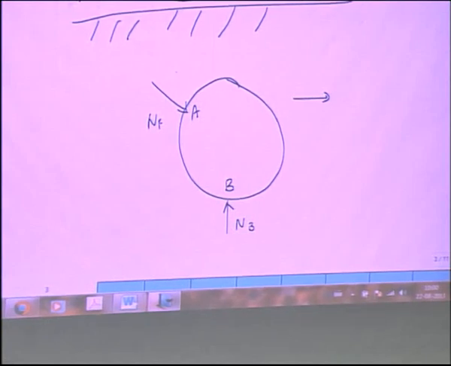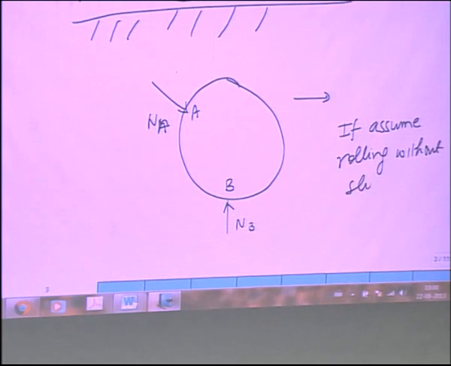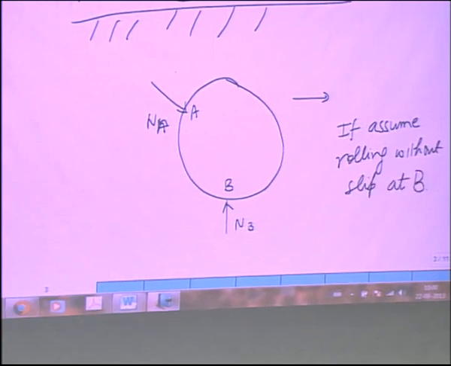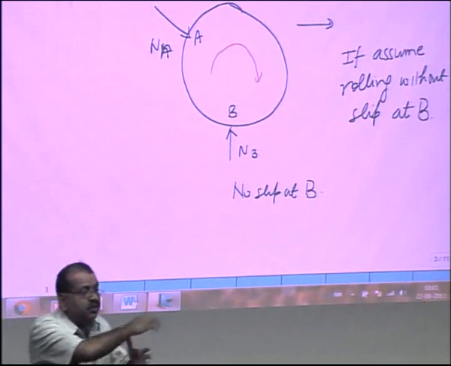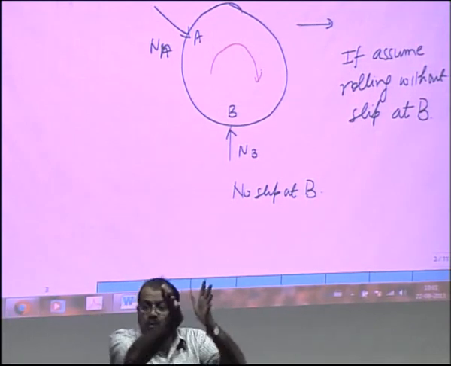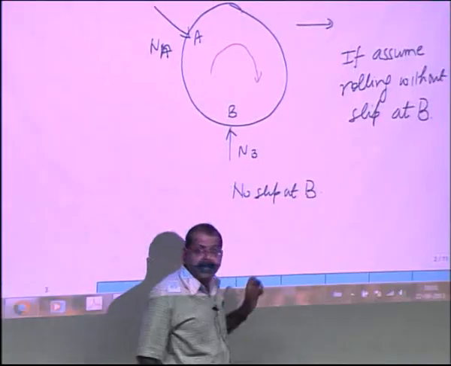So, if we assume that there is no slip at B, and the cylinder is supposed to move forward, how will the angular velocity of the cylinder be? This is how the angular velocity of the cylinder will have to be, in a clockwise direction, for it to move forward if there is no slip at point B.